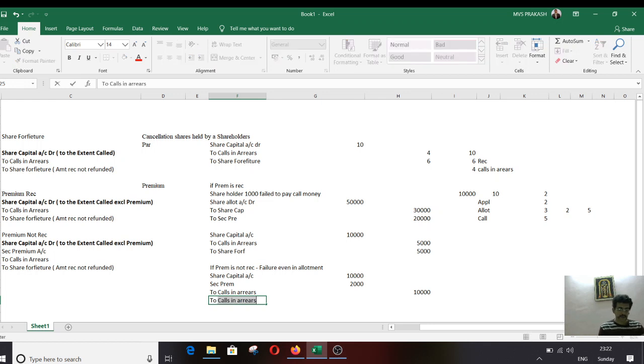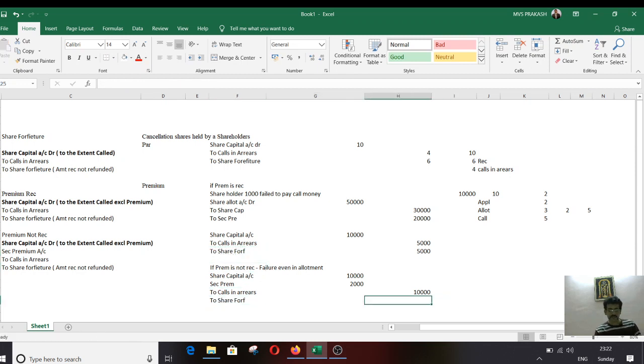Then ultimately, whatever amount I had received, I am not going to give it back to you. So ultimately what will we call that? We'll call that share forfeiture. How much had you received? You had received only the application money. So on 1000 shares, 2 rupees, total put together 2000. So these are the entries which I am supposed to pass for your share forfeiture.